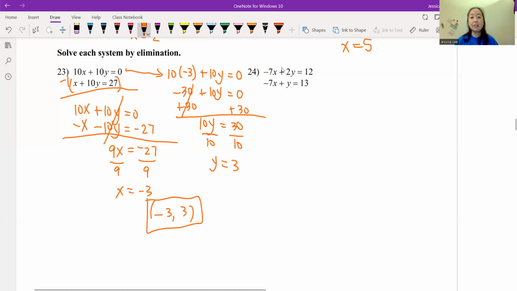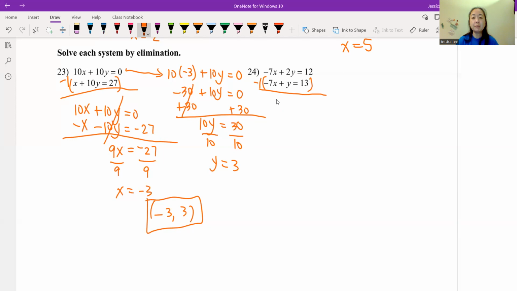All right. Here, it looks like the x's are a better fit to cancel out just because they look exactly the same. Not to say that we can't do that for the y's, but we do need to multiply one of them by negative. So I'm going to do that to the bottom one. You can do it to the top or bottom. Honestly, it does not matter.